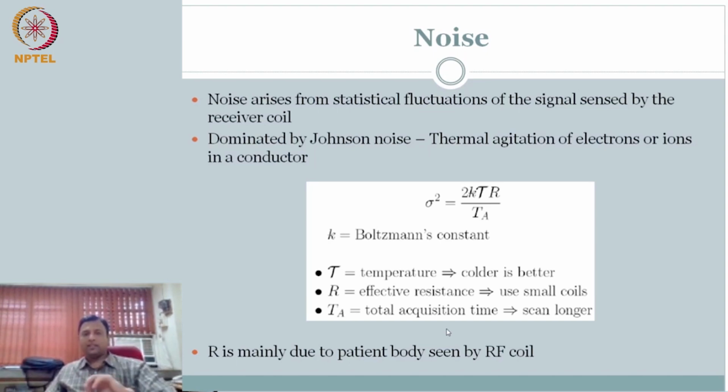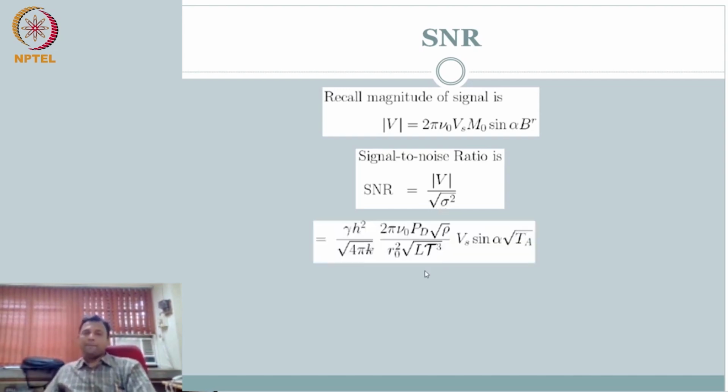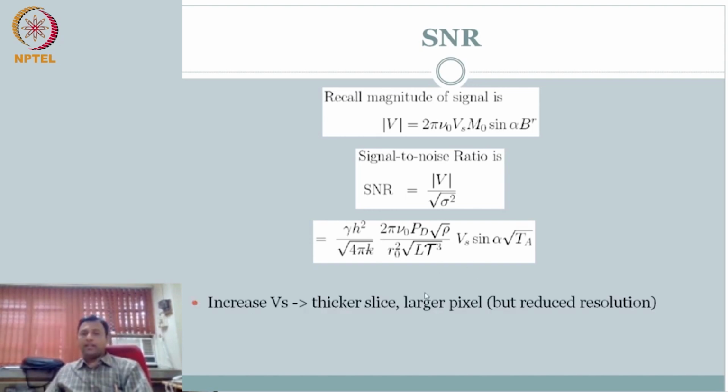We are always interested in signal in the presence of noise. So, signal to noise ratio: we will recall our signal equation. This is volume, not voltage, right? Volume of the sample. So signal to noise ratio is the mean of the signal divided by the square root of the variance. You substitute all this, you get some value. What we are interested in is interpretation. So what is this saying?